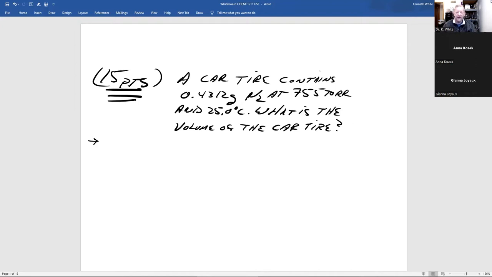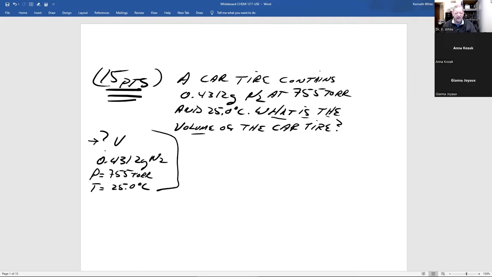All right. Well, what you're being asked to find is the volume, and volume is V. What are you given? Well, you're given this weight. Remember, g is grams of nitrogen gas. You're given a pressure. Torr is units of pressure. And you're given a temperature. Once you've done this, you don't have to look back up here again. So if we look at what we're given, is anything changing? And the answer is no. You're dealing with a gas.